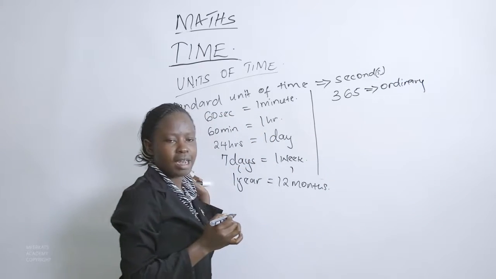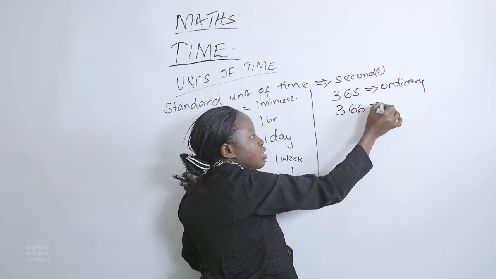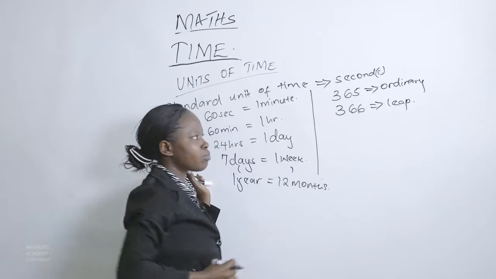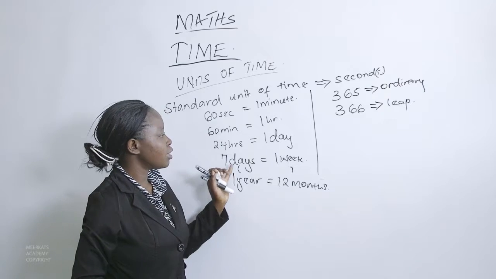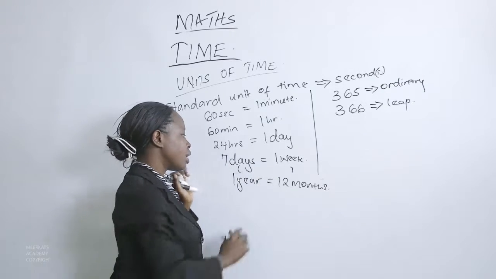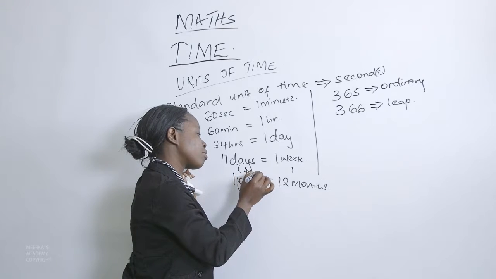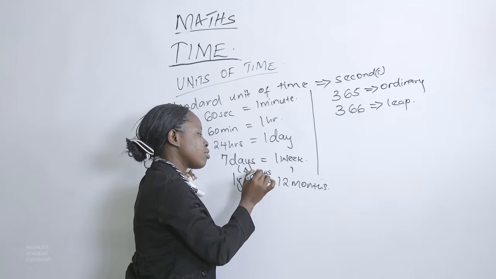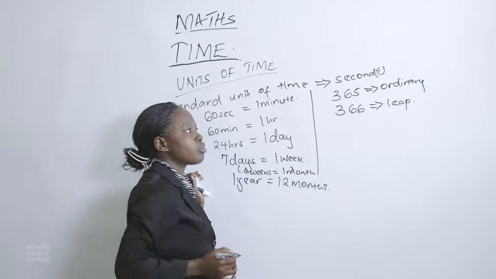But when it is a leap year, then we have 366 days for a leap year. So we are expecting that 7 days will make up 1 week, and from a week we have 4 weeks that are supposed to give us a month.